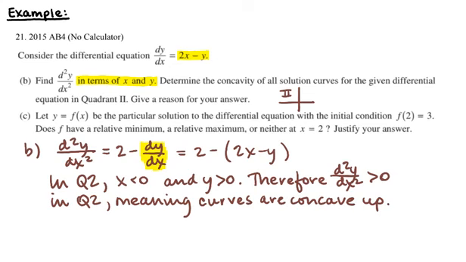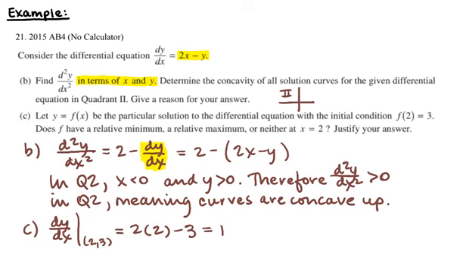We don't have any information about f besides it passes through the point (2, 3), and the slope is 2x minus y. Okay? So what we're going to do is make sure that the first derivative is 0, and then check the sign of the second derivative, right? Okay, so dy/dx at the point (2, 3) is equal to 2 times 2 minus 3, which is 1.